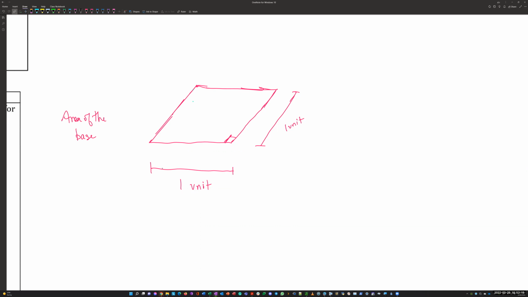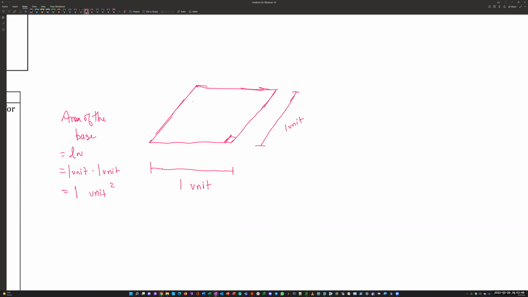Its area, if it's a rectangle, which it is, since squares are rectangles, is just going to equal length times width. The length in this case is 1 unit. The width in this case is 1 unit. What's 1 times 1? 1, right. What's unit times unit? Well, I guess it would have to be unit squared. Does that make sense? Yes.